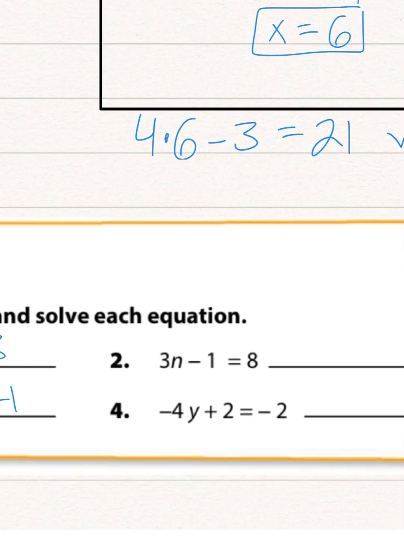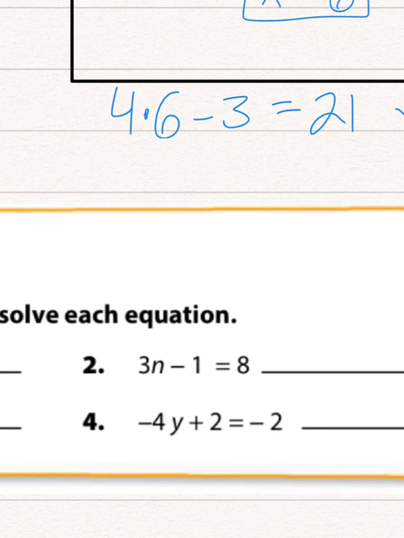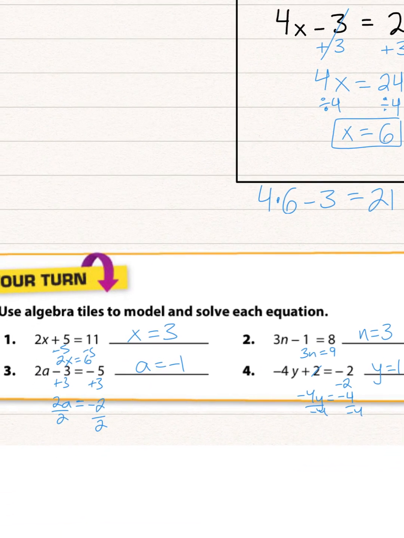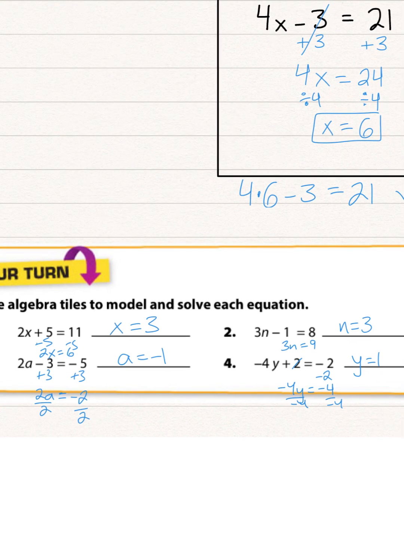All right, so over on this side, we got 8 plus 1 is 9. 9 divided by 3 is 3. And over here, we got negative 2 minus 2, which is negative 4. It goes more negative. And then when we divide by negative 4, we get y equals 1. All right, make sure you got all 4 of those down as well.